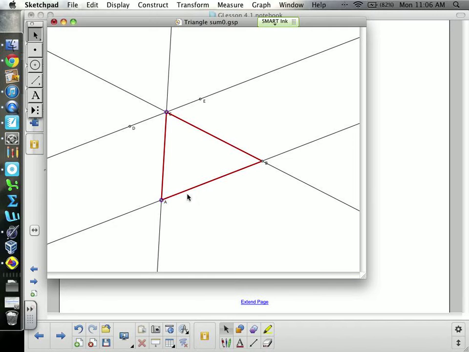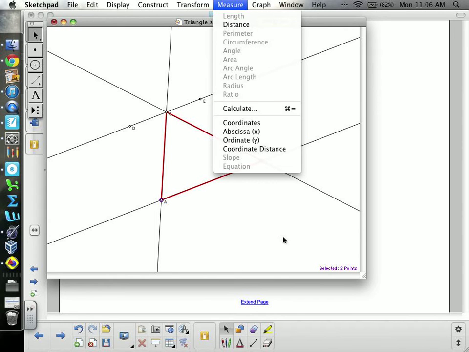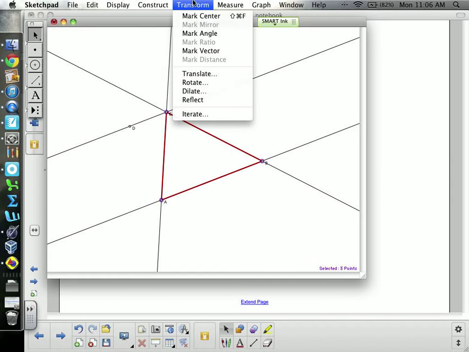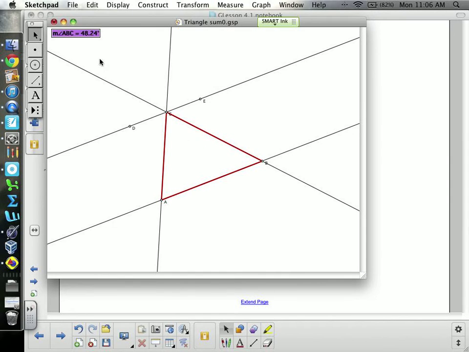Now, if I measure some angles here, hold on. I measure the angle. The measure of angle ABC is 48.2 degrees. The measure of BCE is also 48.2 degrees. Why is that true? What kind of angle pair do we have there with these two angles? What do we call that? Those are alternate interior angles, aren't they? And they have to be congruent.